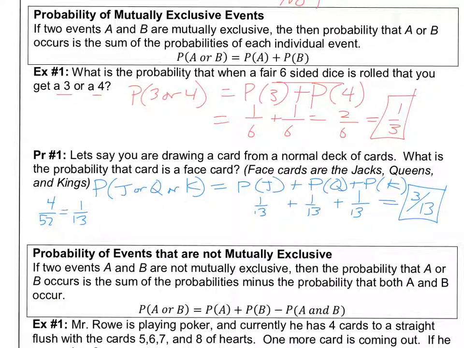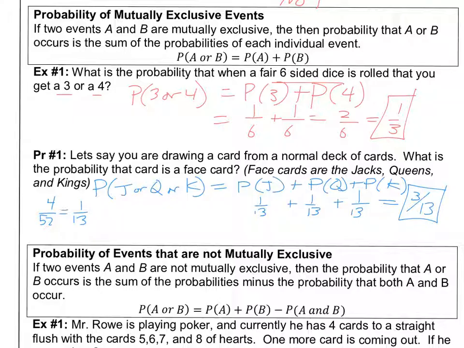Okay, so the probability of getting a jack or queen or king is the probability of a jack plus the probability of a queen plus the probability of a king. There's 4 of each of those. So that's 4 out of 52, but that reduces to 1/13. So we just do 1/13 plus 1/13 plus 1/13. We already have common denominators, so this is just 3/13. That's all there is to it.